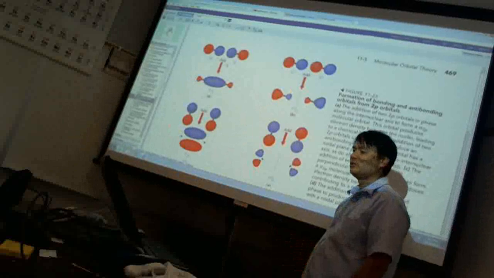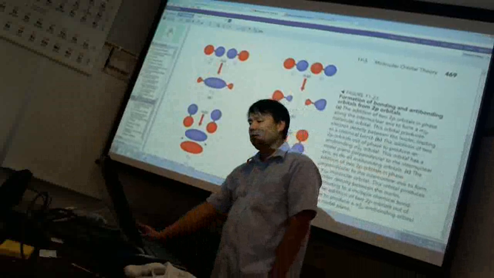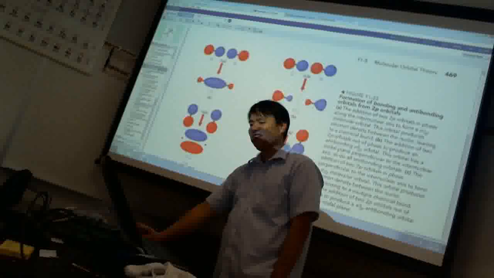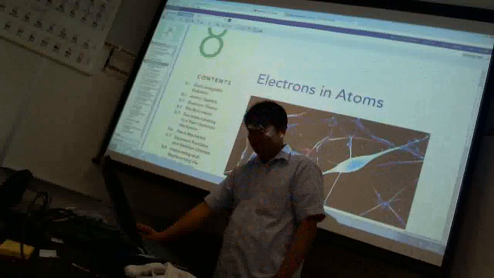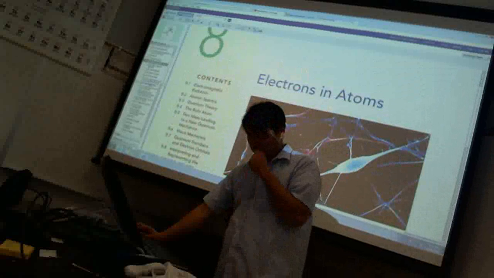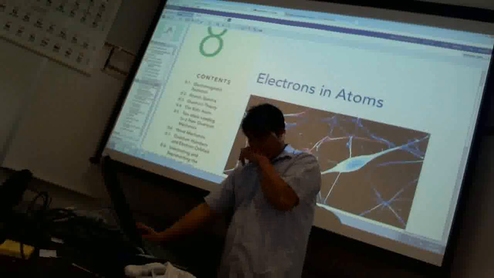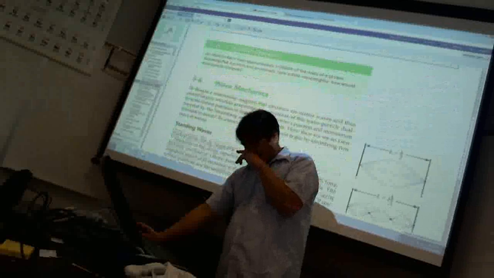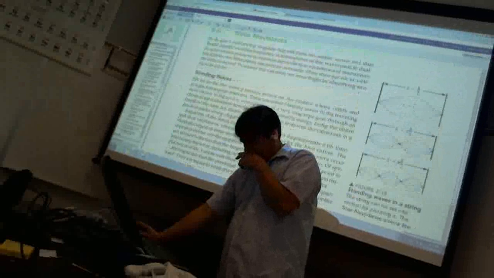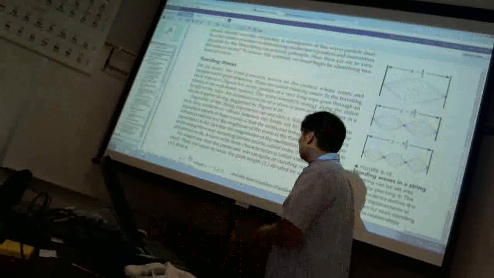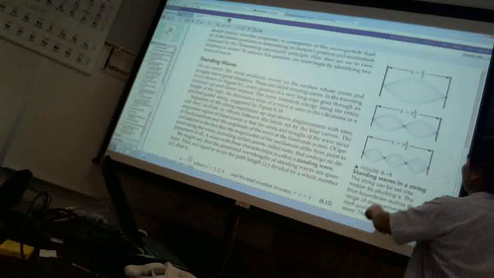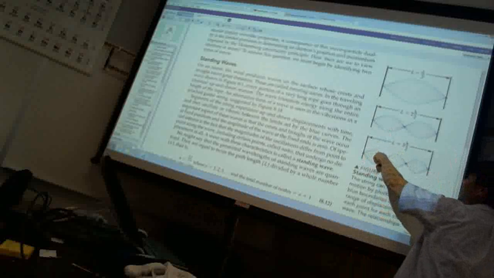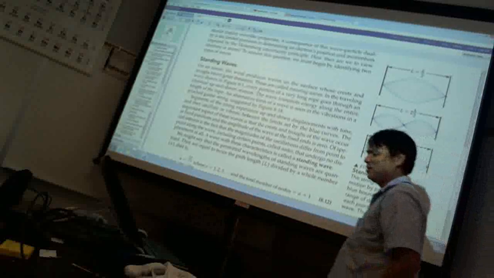Positive and negative amplitude is the wave function. What I mean is this. Here, this is positive amplitude, here, this is negative amplitude. Now, this is a standing wave.